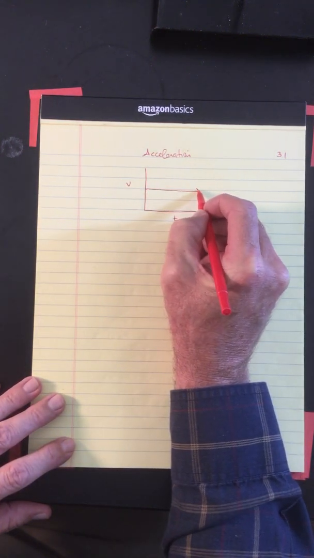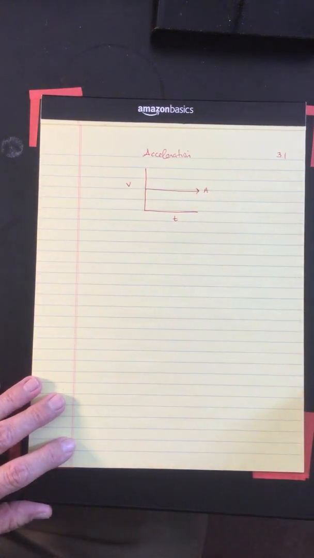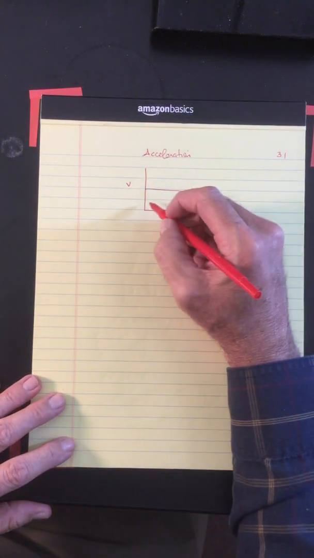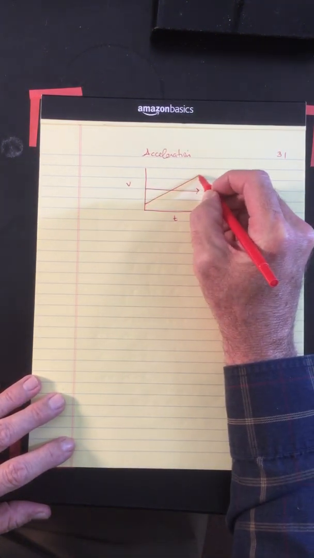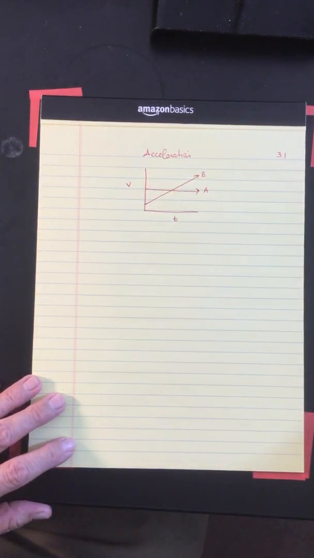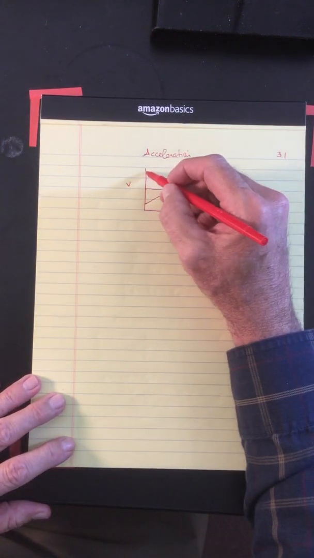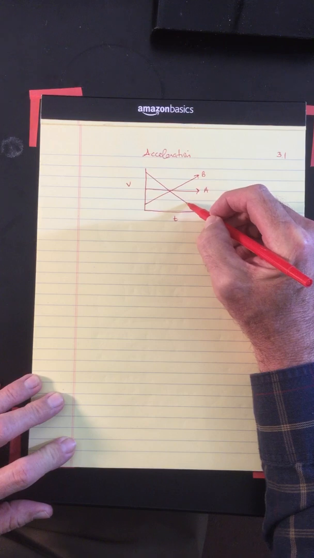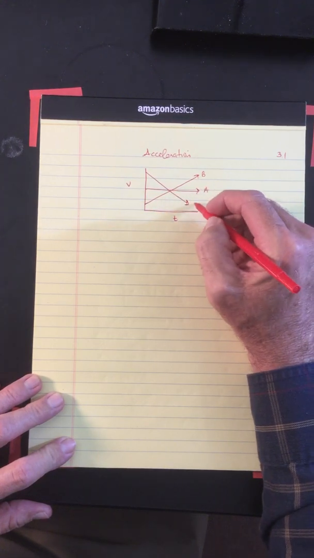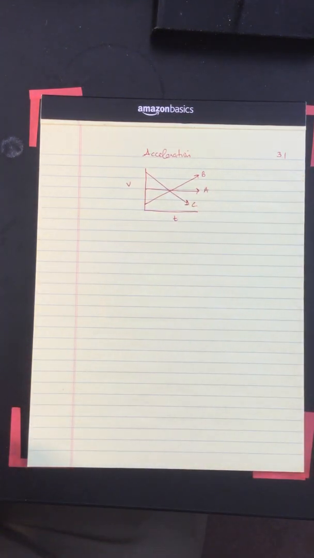Scenario number one, or scenario A, we have scenario B going up like this, and scenario C. They do not need to intersect. This is just showing the slopes.